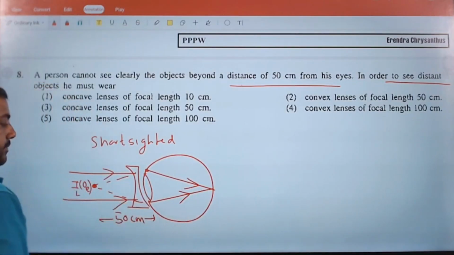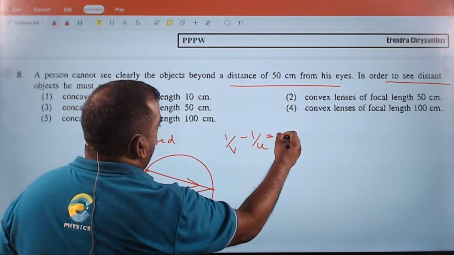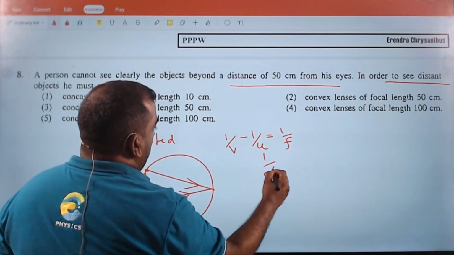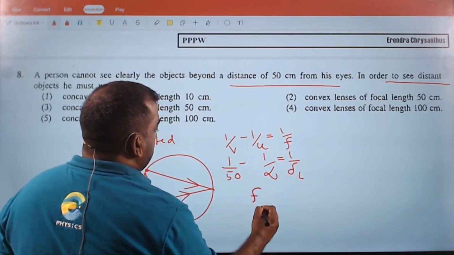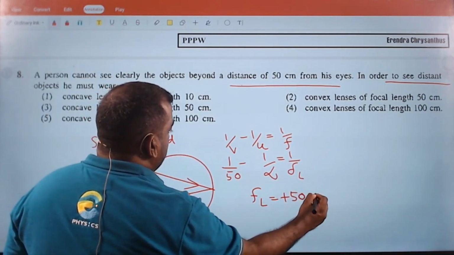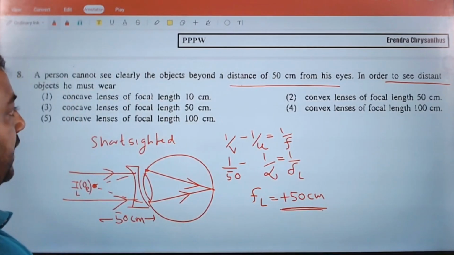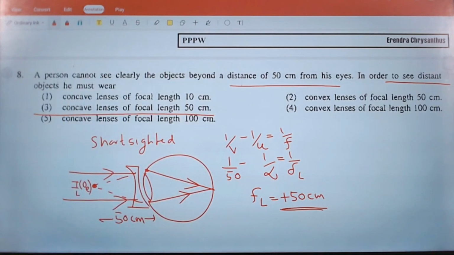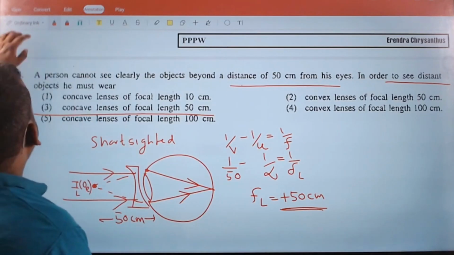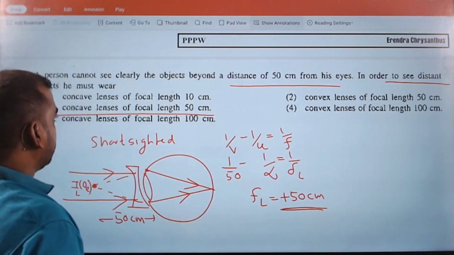So here you go. 1/v minus 1/u equals 1/f. Object at infinity, image formed at 50 centimeters. Focal length of the lens is plus 50 centimeters. Plus 50 centimeters, concave lens. So concave lens, focal length 50 centimeters. 8th one, answer 3. These are all questions you have seen earlier, so experience.